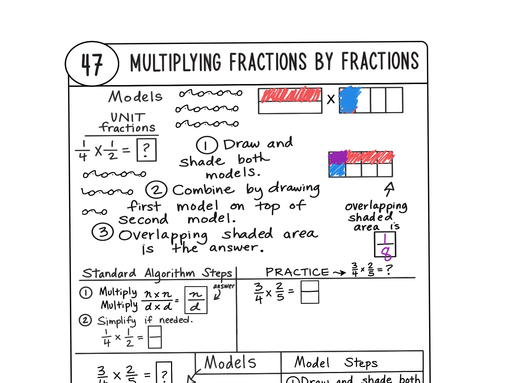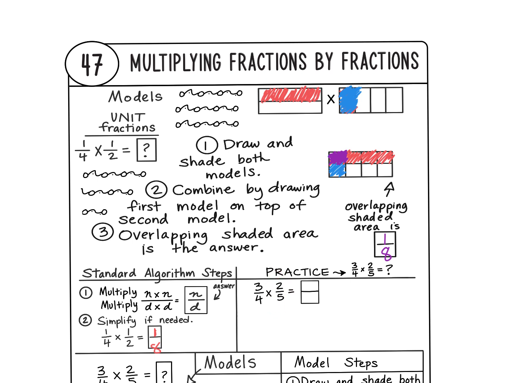I'm going to use the standard algorithm to solve multiplying fractions. So if I were doing 1/4 times 1/2, this is my standard algorithm. I do the numerator times the numerator equals my new numerator. Then I do denominator times denominator equals my new denominator. So numerator times numerator equals 1. And then denominator times denominator is 8. Easy peasy.